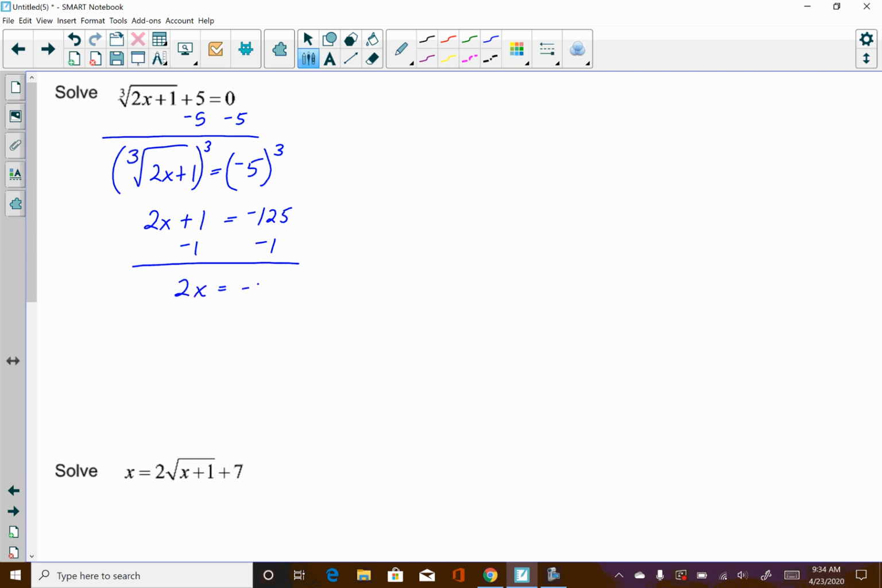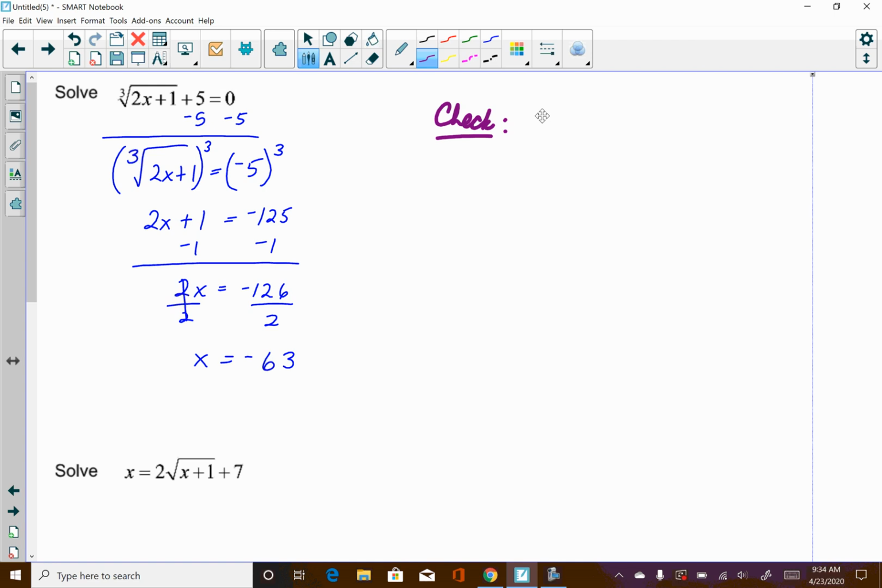2x equals negative 126, and then divide by 2, so that we're just left with plain old x equals negative 63. That's it. And then we can do the quick check over here for ourselves.